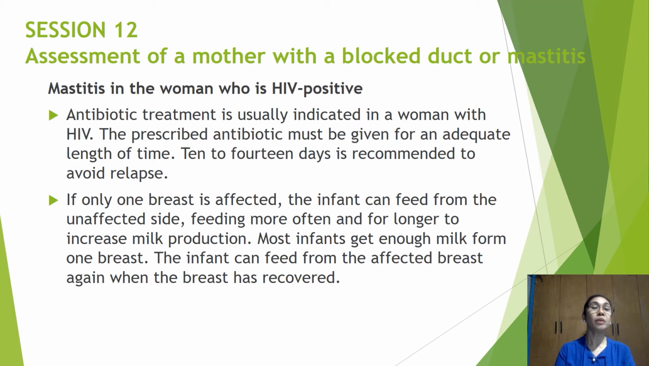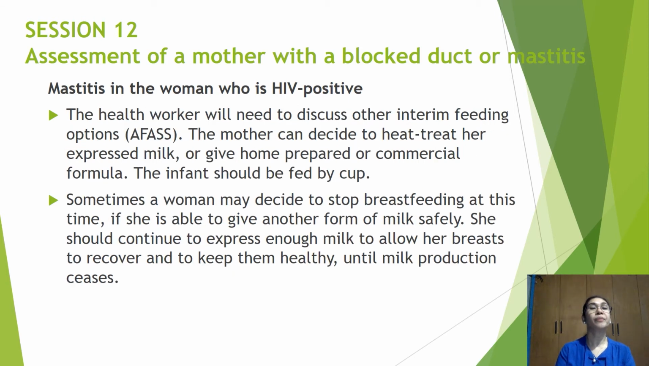If only one breast is affected, the infant can feed from the unaffected side, feeding more often and for longer to increase milk production. Most infants get enough milk from one breast. The infant can feed from the affected breast again when the breast has recovered. The health worker needs to discuss other interim feeding options. The mother can decide to heat treat her expressed milk or give home prepared or commercial formula. The infant should be fed by cup.